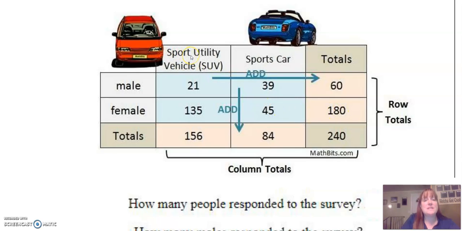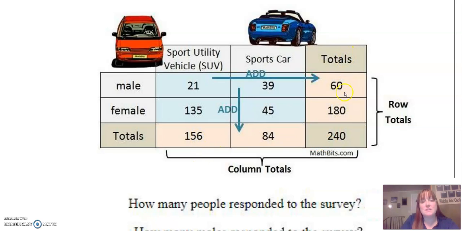And then if I wanted to say how many people in my survey total wanted an SUV, I could add these down, right? There were 21 males and 135 females. So total, I have 156 people who want an SUV. And then for sports car, I could add 39 and 45 and get 84. And then I could add these together to see how many people wanted a sports car. This one. And this is how many people want an SUV. So if I add those two together, I get 240.